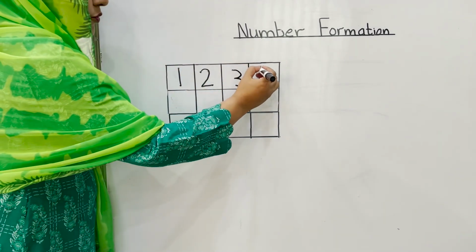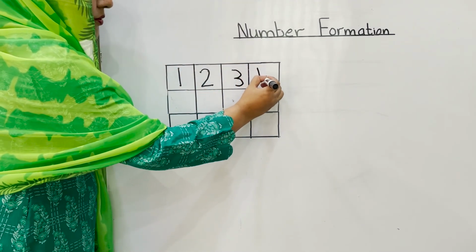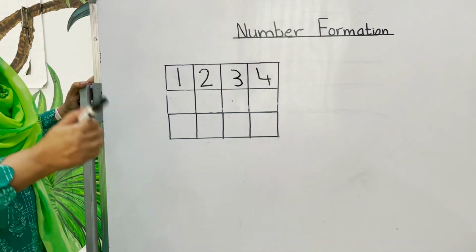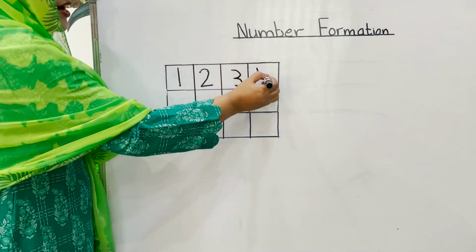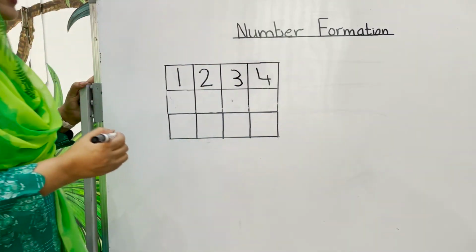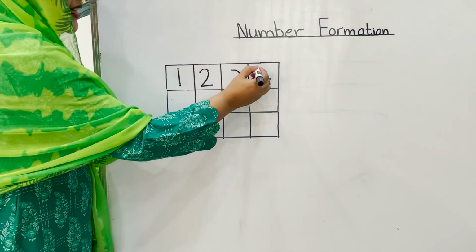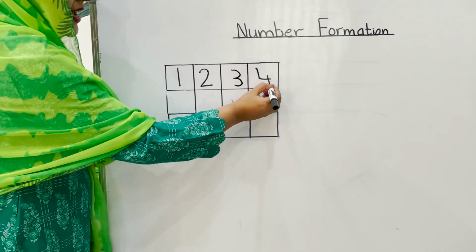For number 4, down and over, down some more, that's the way to make number 4. Down and over, down some more, that's the way to make number 4. Here you can give a dot here and here.